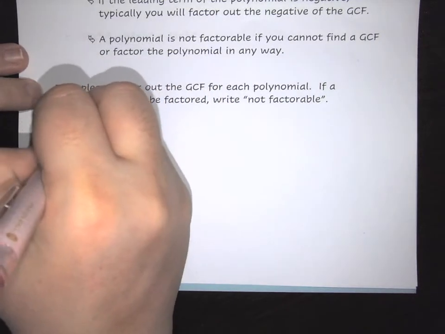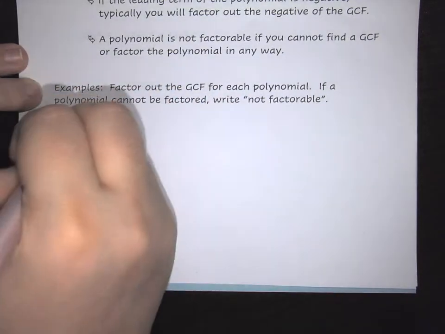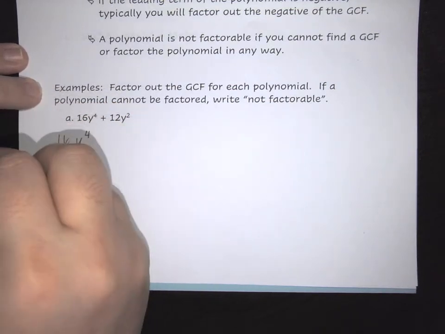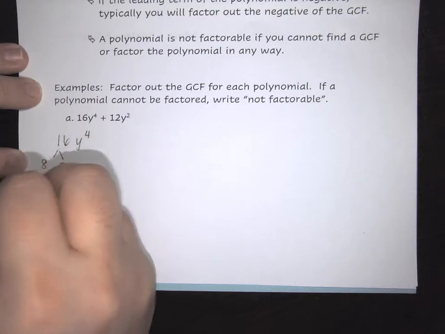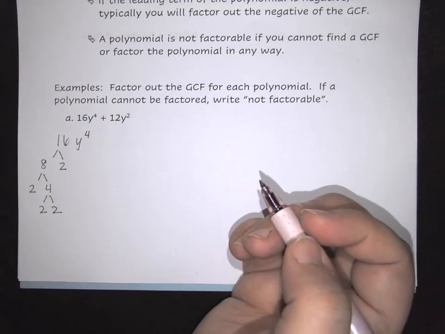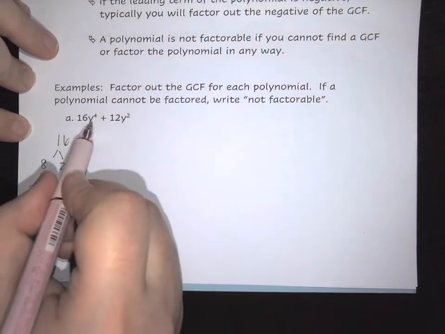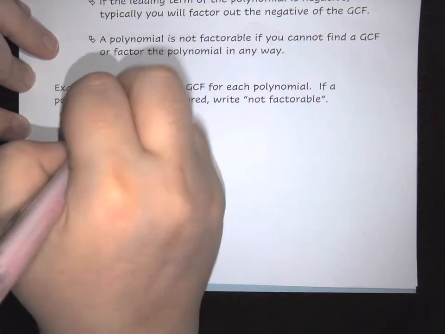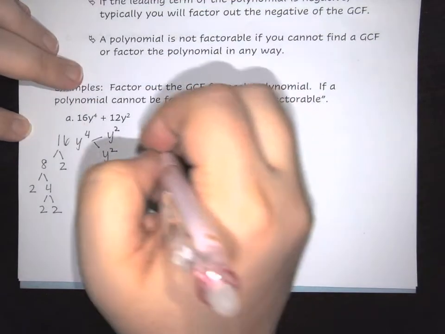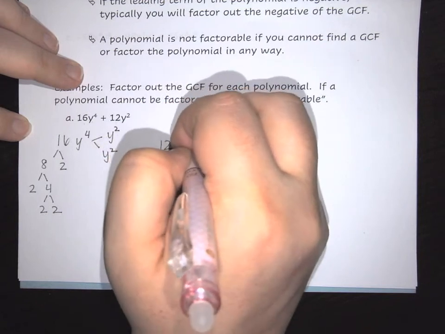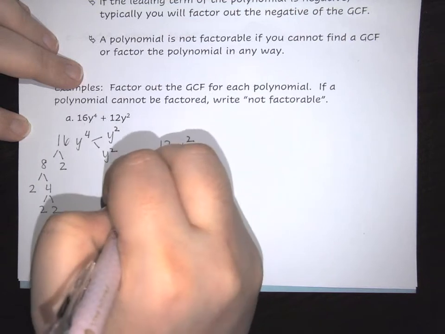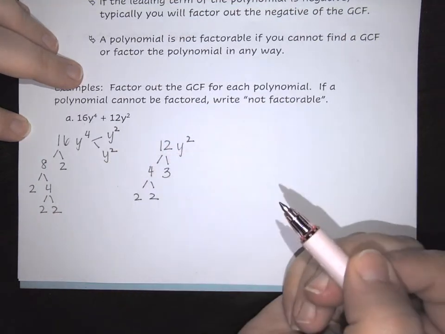So here I have 16y to the fourth. So my 16 can be broken down into 8 times 2. 8 can become 2 times 4, which becomes 2 times 2. So I've reduced it all the way down to its prime factors. And then I have a y to the fourth and a y squared. So when I look at y to the fourth, this can become y squared times y squared. And then I have my 12y squared. So here my 12 can become 4 times 3, which can reduce to 2 times 2. And then y squared will be left alone.